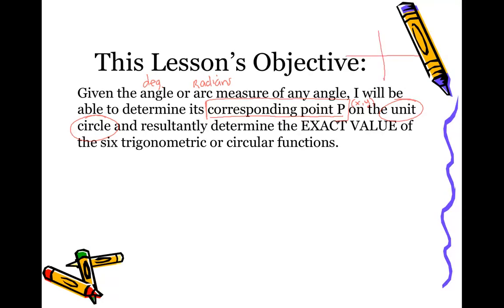If I know this angle is 45 degrees, I want to know what this point is. What is the X and the Y that takes me there? Oh, look, you have a triangle. That's why the special right triangles are so important. And as a result, determine the exact value of the 6 trigonometric or circular functions: sine, cosine, tangent, secant, cosecant, and cotangent. Just knowing that point, we're going to be able to determine all of this information.